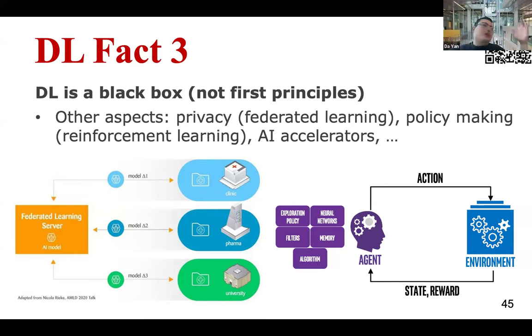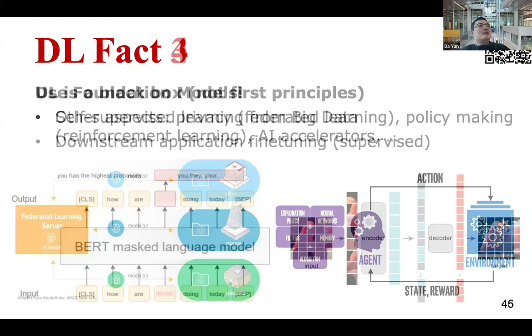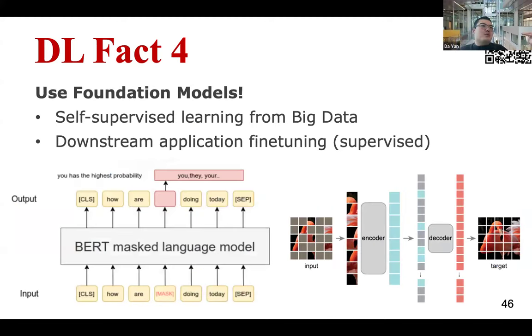You can also speed up the computation, because now we have so much large data, with AI accelerators. And the fourth factor is to use foundation models. I think the difference in the recent 5 years is that we have BERT, we have ChatGPT, GPT-4, and we have Sora. So what's happening there?